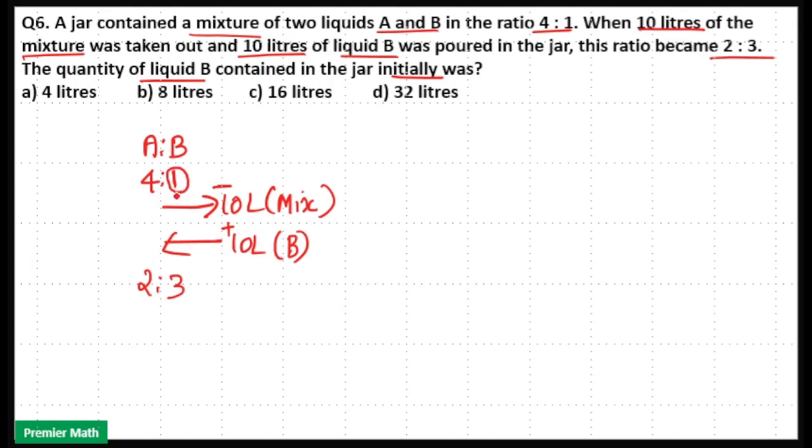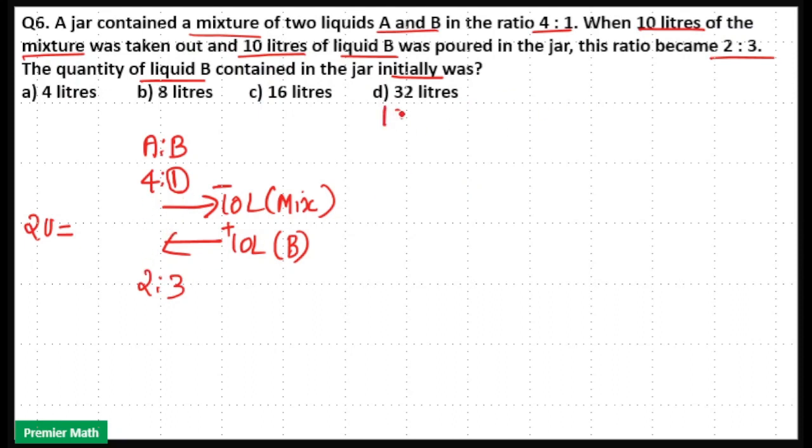That is, you need to find one part out of these 5 parts. Here you can see the difference between 4 and 2 is equal to 2 units, and the difference between 1 and 3 is equal to 2 units. But you cannot write 2 units is equal to 10 liters, because 10 liters of mixture is taken out and 10 liters of liquid B is added. So you need to find the exact difference between 4 and 2, and 1 and 3.